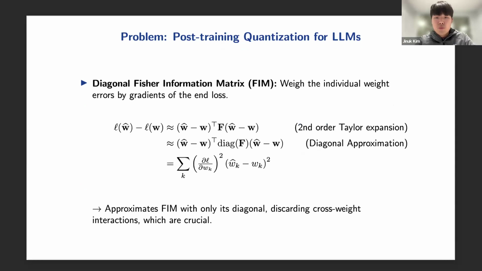Diagonal Fisher methods first approximate error by a second-order Taylor expansion and ignore off-diagonal terms in the Fisher information matrix in the objective. However, discarding these off-diagonal terms in the Fisher matrix leads to a highly inaccurate approximation since these cross-weight interactions are crucial.